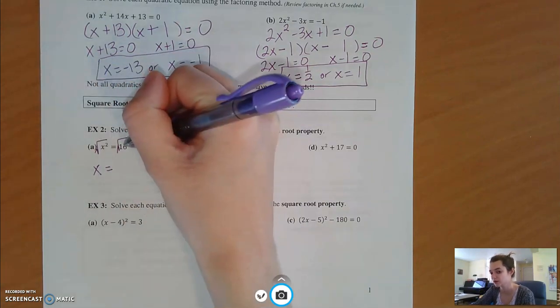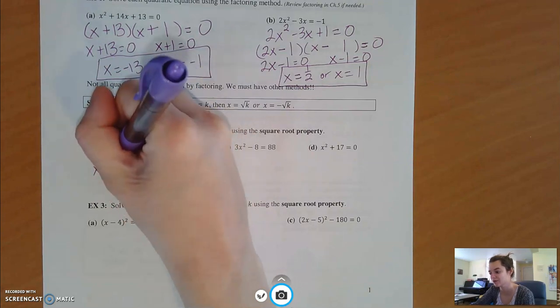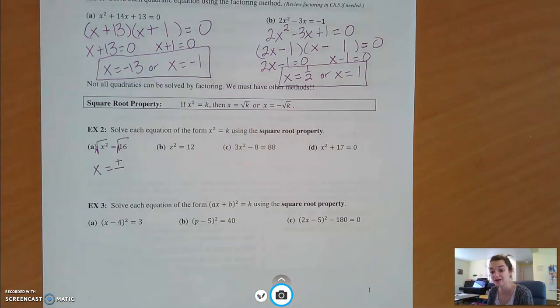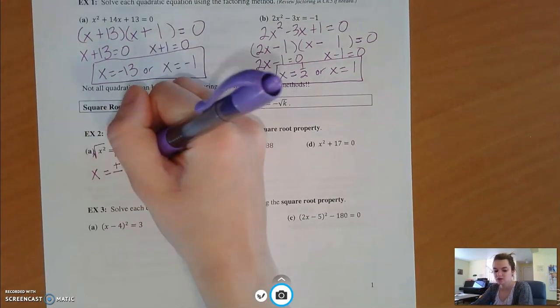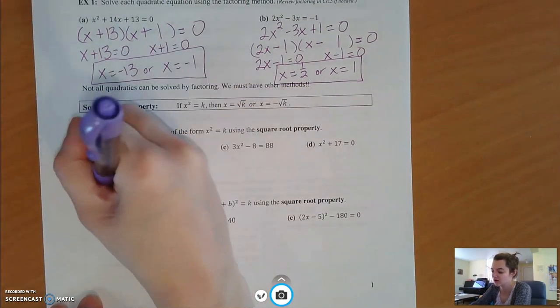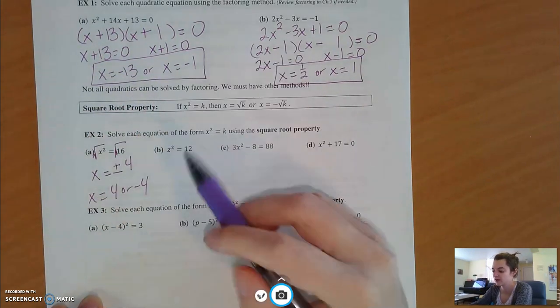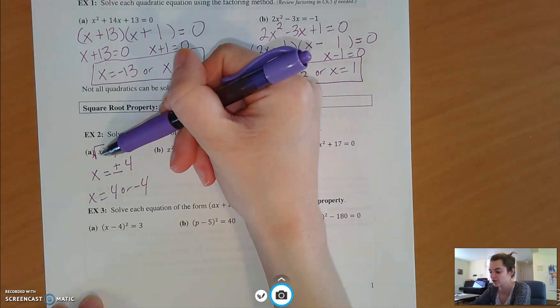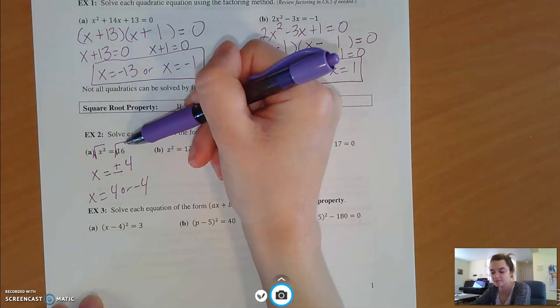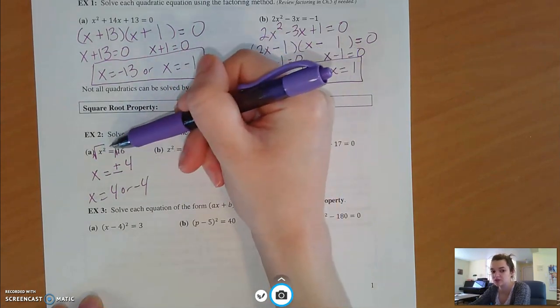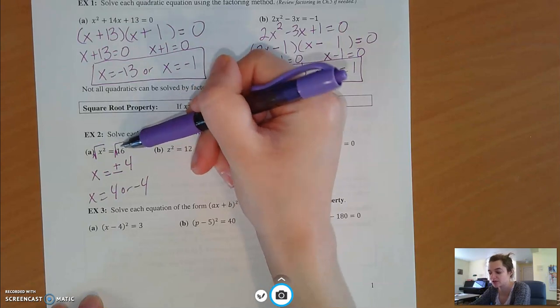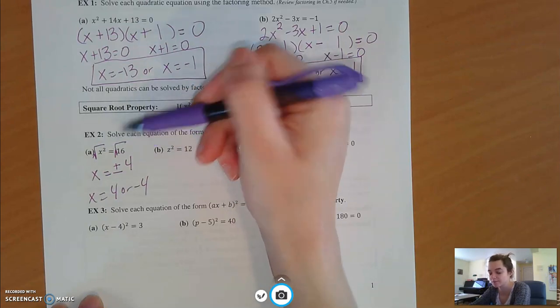When I do take the square root on the other side, hopefully we'll remember to do the plus or minus square root, and the square root of 16 would be 4. So my answers are going to be 4 or negative 4. And if it helps to plug it back in for your brain, 4 squared, 4 times 4 is 16. Negative 4 squared, so that's negative 4 times negative 4 is also 16. They both work.